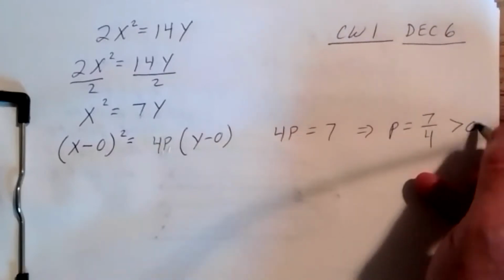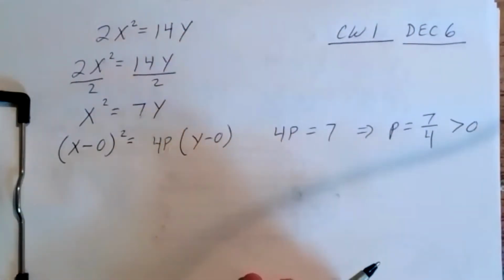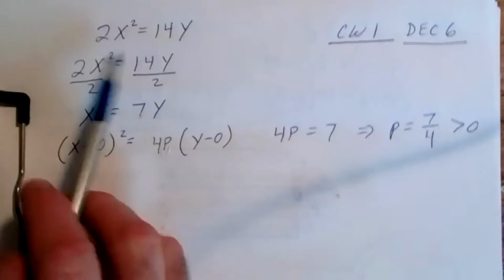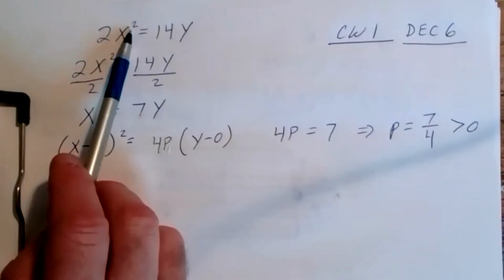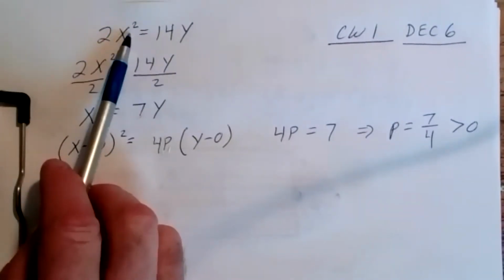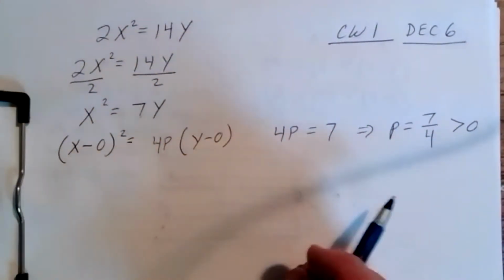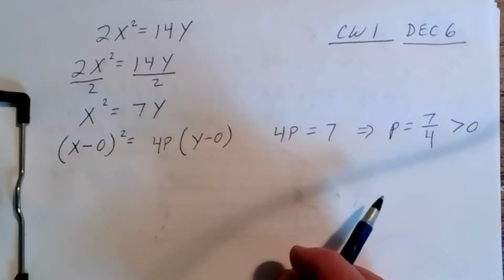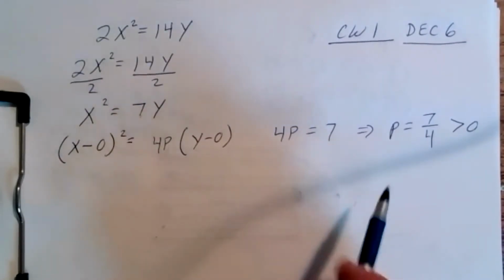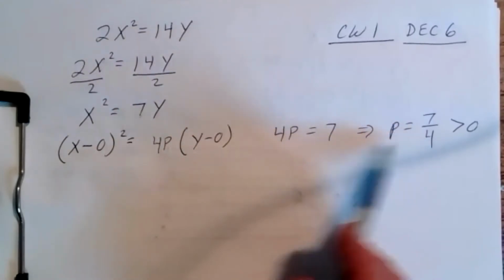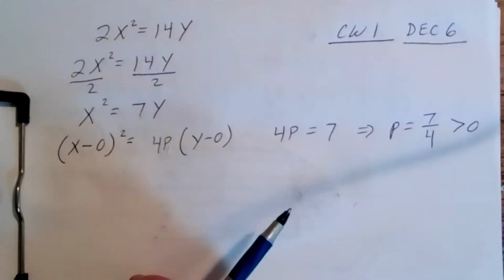So p is greater than 0. So is this parabola going to open to the right, left, up, or down? It'll open up. Yeah, it's the up-down variety since x is squared and y is not squared, and p is greater than 0, so it's going to open upwards. What I would like you to do is, using this equation here, ladies and gentlemen, knowing that p is 7 fourths, let's see if you can answer all the questions they're asking us here.